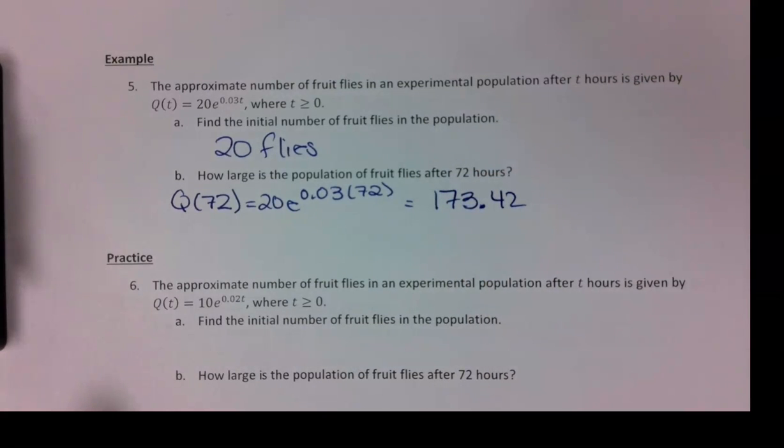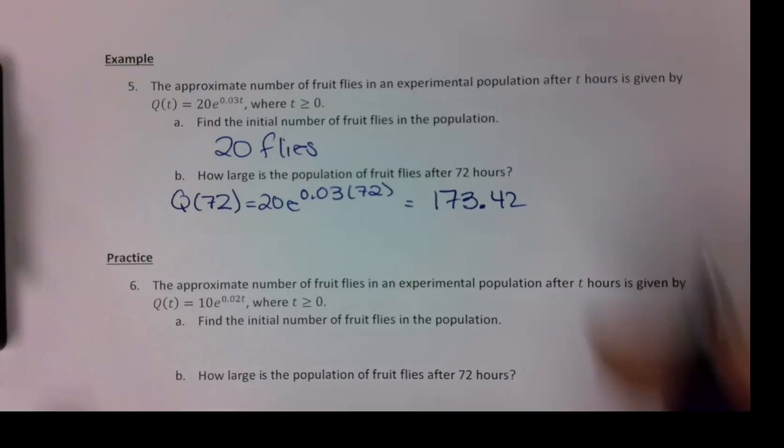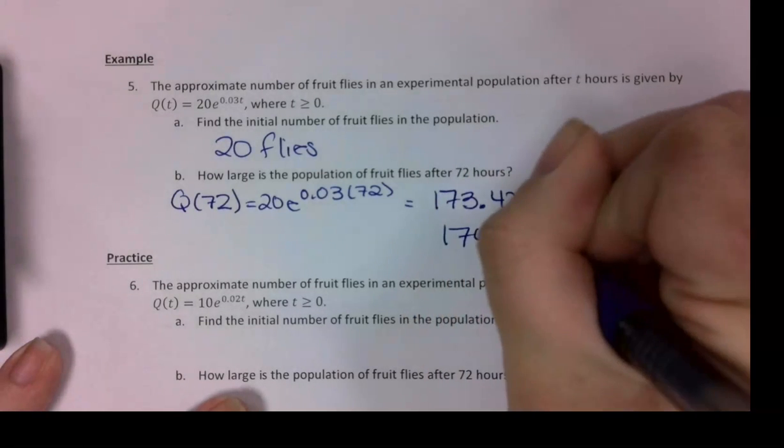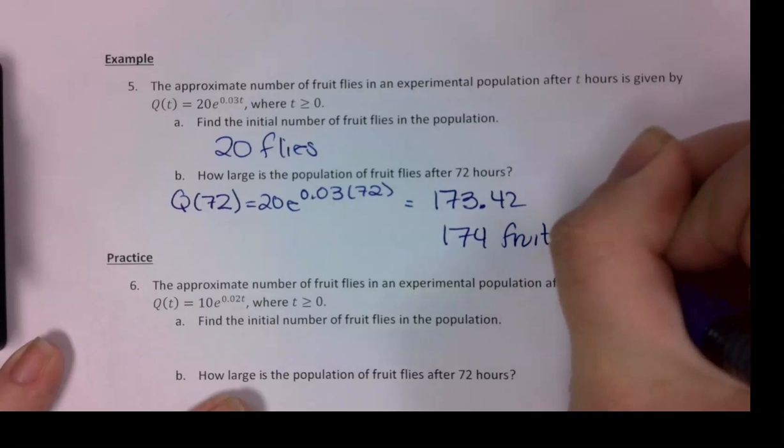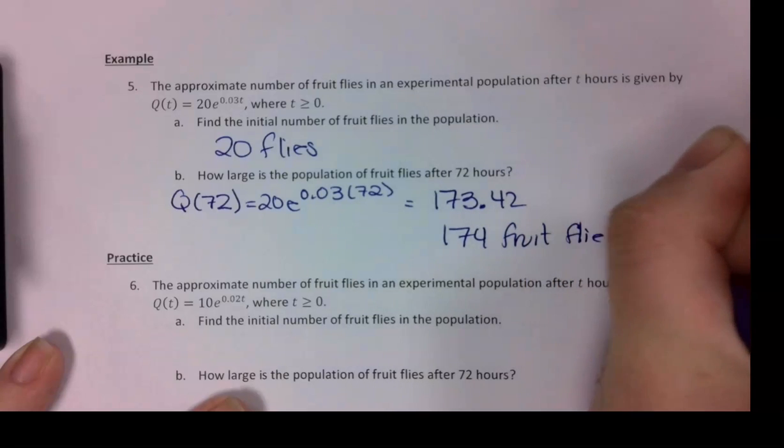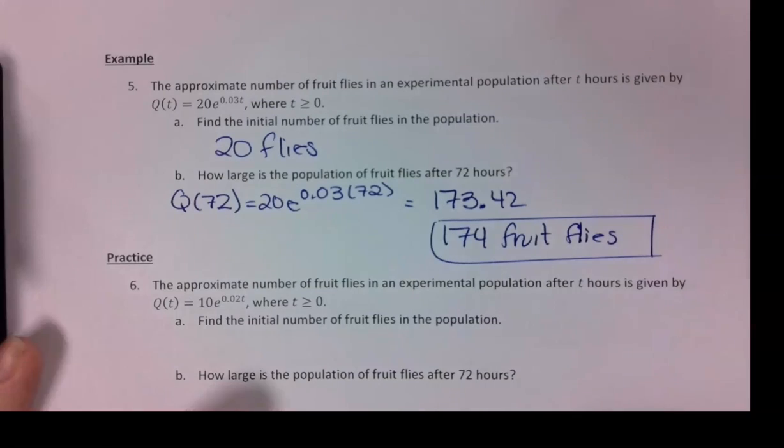Can I have 0.42 of a fruit fly? No. So whenever I'm working with real objects that I can't have parts of, I always round up to the nearest whole number because I'm just estimating here. So instead of 173, I'm going to have 174 fruit flies. You round up when you're estimating. Always. If it's something like money where I want to find the exact value, then I round correctly.